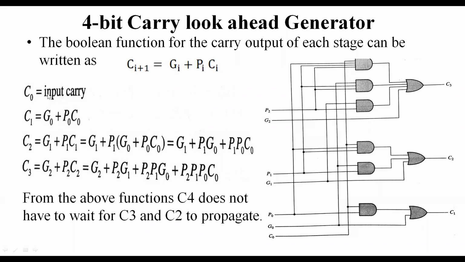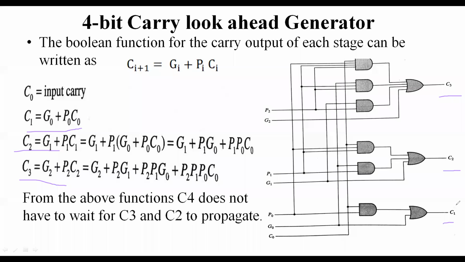Now, by using these carries C0, C1, C2, and C3, we have drawn the logic circuit based upon the Boolean equations. From the Boolean equations, the AND-OR logic circuit diagram is drawn. This is the AND-OR logic. This is C1, this is C2, and this is the expression for C3. Now, this is generated from C3, C2, and C1.